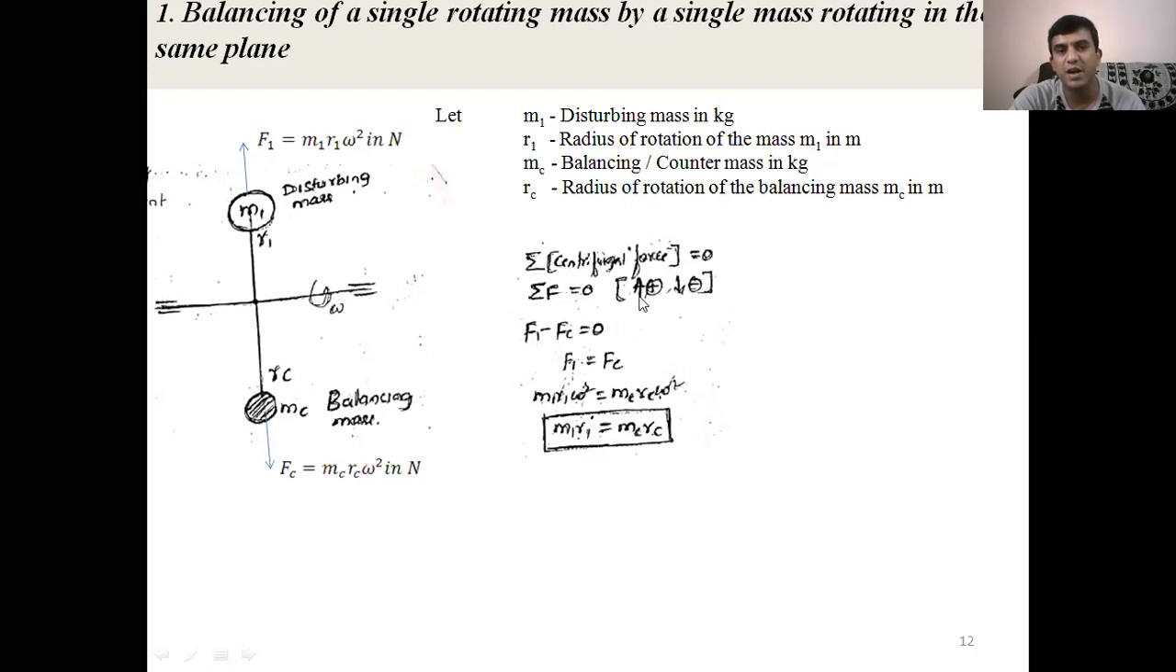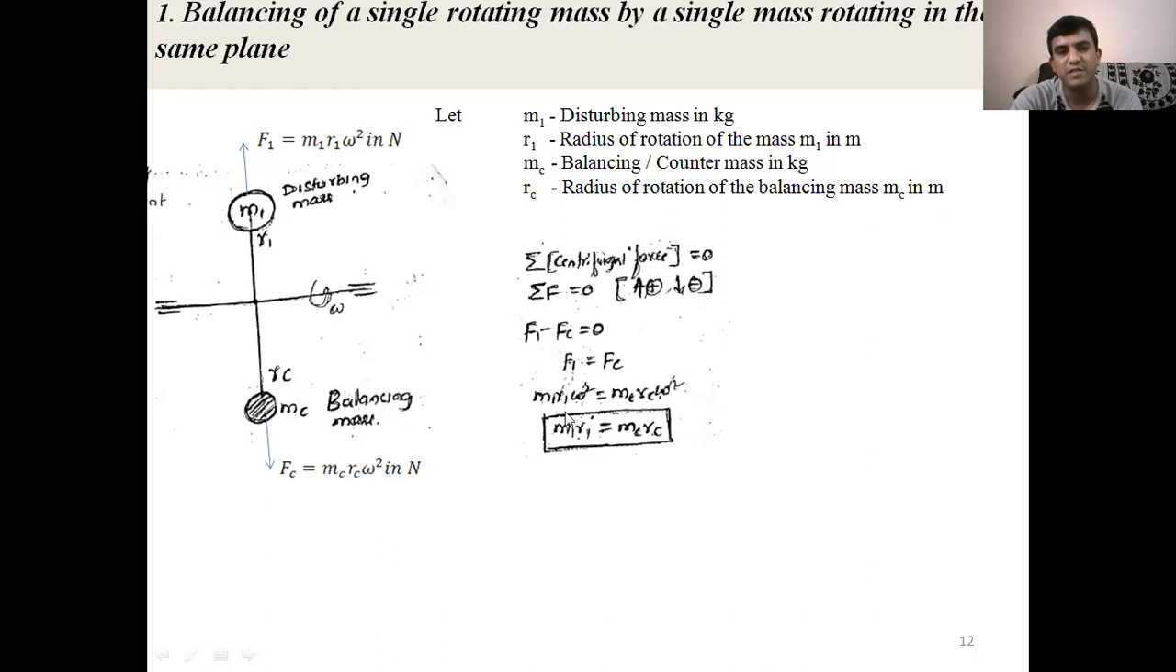Now we'll apply the static balancing technique. What does static balancing mean? The vector sum of all the forces equals 0. Here, what type of force is acting? Centrifugal force, acting radially outward. Upward forces are positive, downward forces are negative. So F1 is acting upward, plus F1, and FC is acting downward, minus FC, equal to 0. Now F1 is equal to FC.